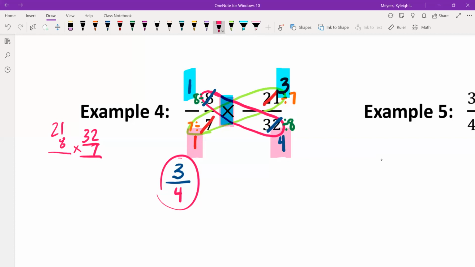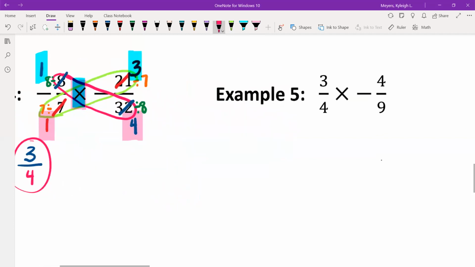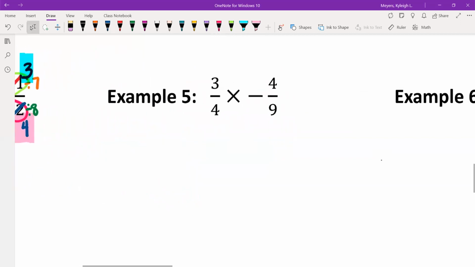Okay. So use your cross products. Look at your diagonals, see what you can figure out. But remember, we're not multiplying diagonally. We're just simplifying diagonally. So I want you to try example 5. There's 2 cross products you can do. Okay, so try example 5 using cross products.